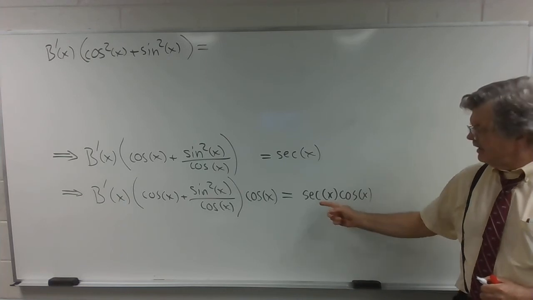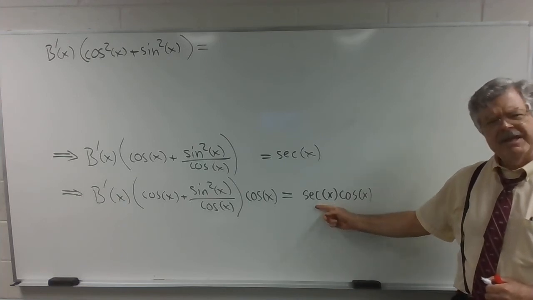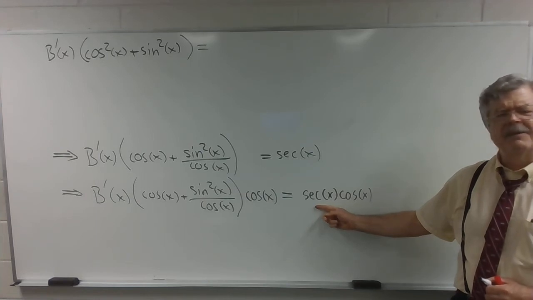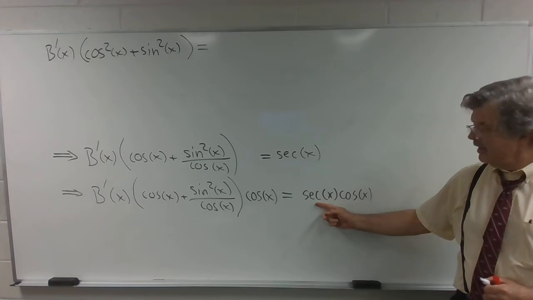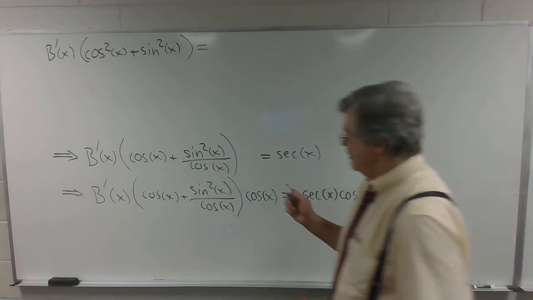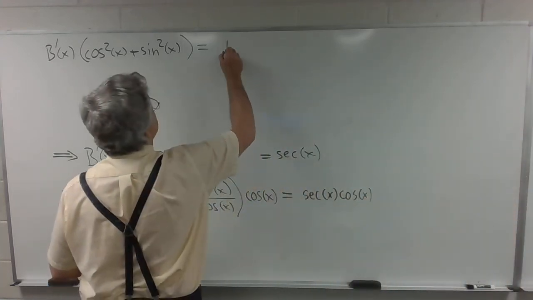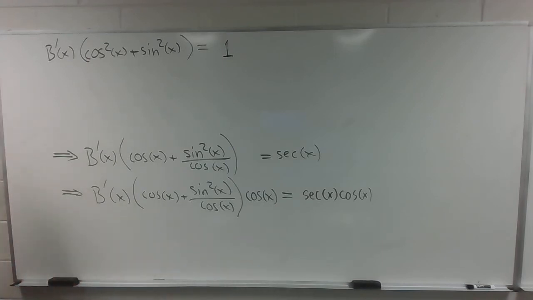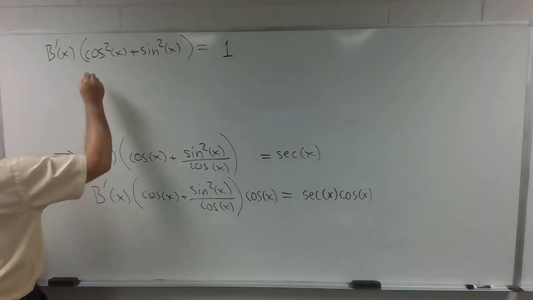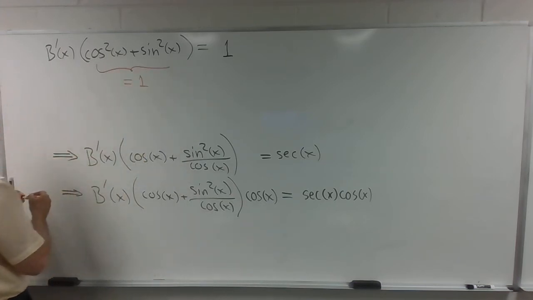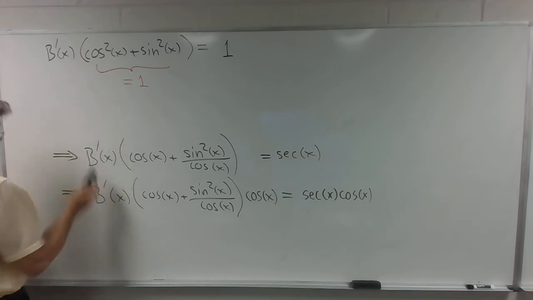Wait a minute. Isn't secant x... Oh boy, we need to start having quizzes again, don't we? Isn't secant x 1 over cosine of x? So this times that is just 1. Oh my goodness, this is really looking good. Oh, this is looking so good.